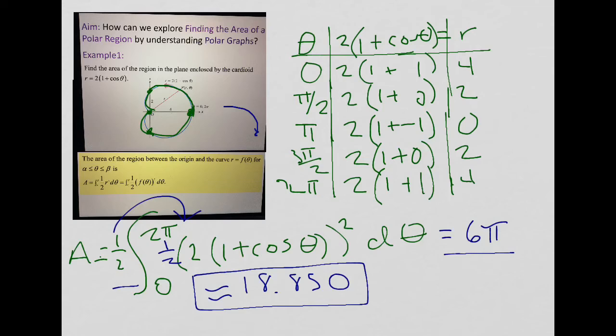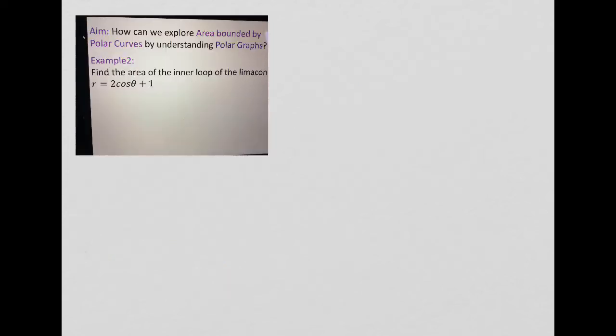Other types of problems, you're just actually setting up your integral. So it's really important that you know where it starts and where it ends. Another important one where we need to know where it starts and where it ends is to find the area of the inner loop of the limacon, r equals 2 cosine of theta plus 1. So you need to know where your inner loop starts and where it ends. So knowing how to plot the points, or actually plugging into our polar equation, should help us discover the inner loop.